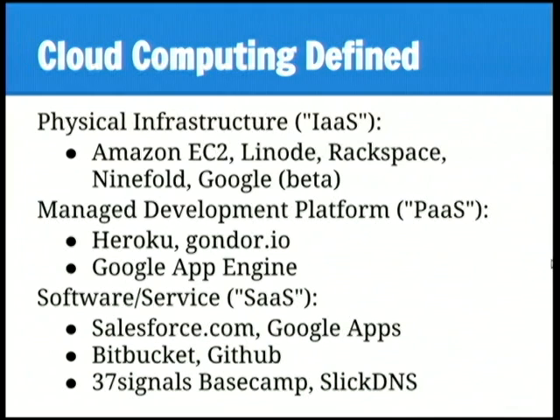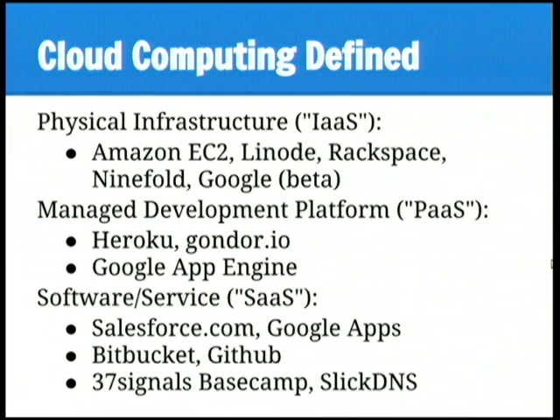So let's define cloud computing. It is a bit nebulous, but I suppose we have different layers. Start at the physical layer, that's essentially renting virtual servers, or the acronym, somewhat ugly, is infrastructure as a service. The big players would be Amazon EC2, which stands for Elastic Compute Cloud, Linode, Rackspace, Ninefold here in Australia, and Google Compute Engine, which is in beta. Anyone get an invitation? I tried, but I didn't get in. Google Compute Engine is essentially comparable to Amazon EC2.